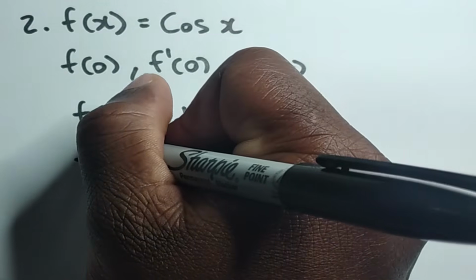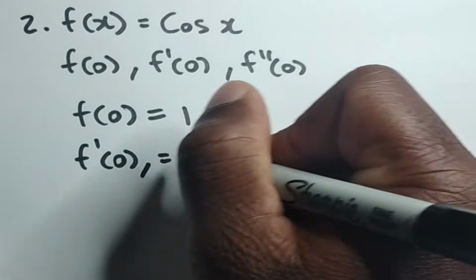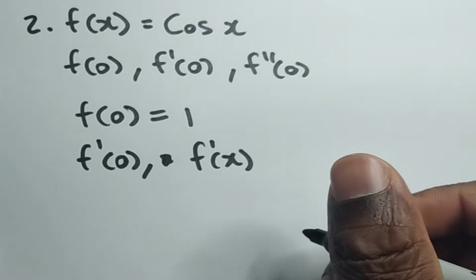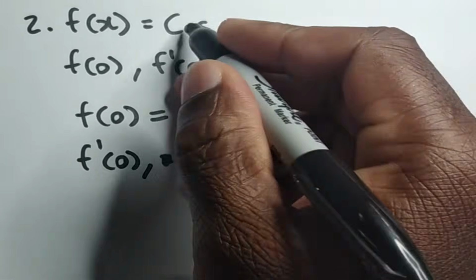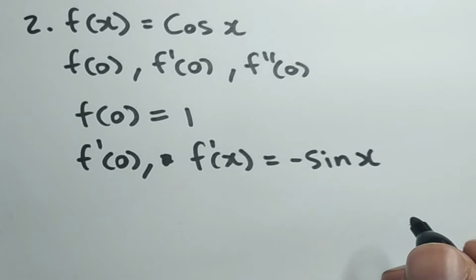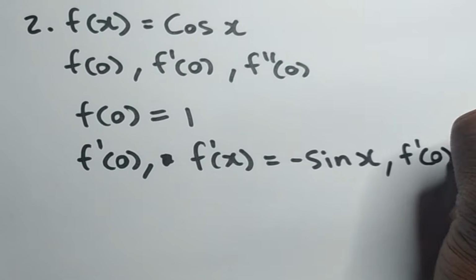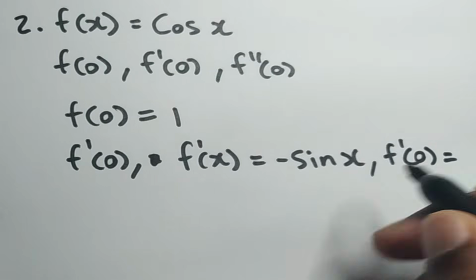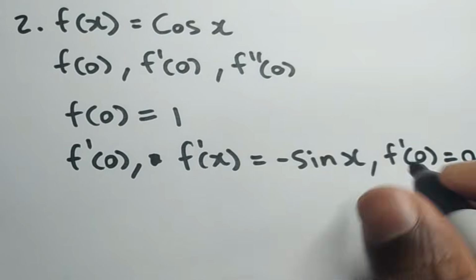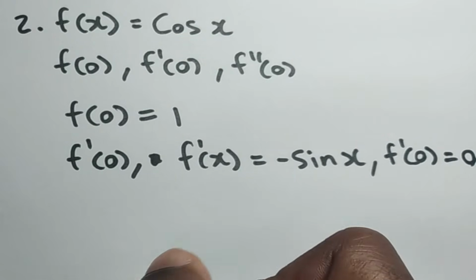Now, I want to substitute 0 into the first differential of f of x. So we are required to find the first differential of f of x. If we differentiate cos x, we'll obtain negative sine x. All right. So if we now substitute 0 into this function, what would we obtain? Sine of 0 is 0. Negative 0 is the same thing as 0. So if we substitute 0 into the first differential, we'll obtain 0 as our result.